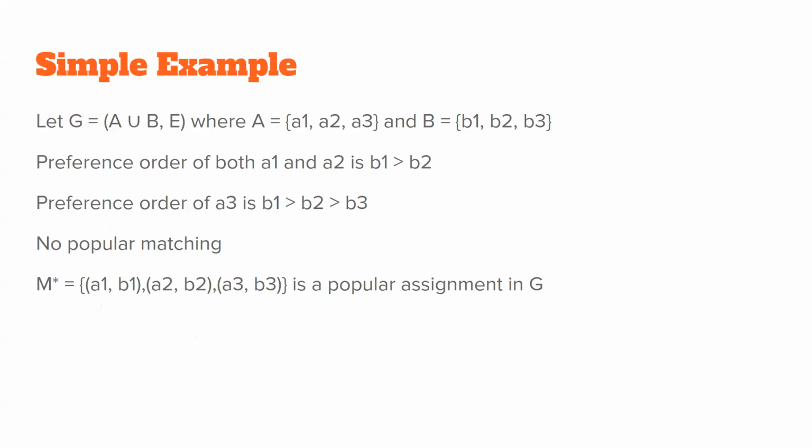So for a simple example that does not admit any popular matching, but admits a popular assignment, suppose we have our graph where A is A1, A2, A3, and B is B1, B2, B3. Their preference orders are that A1 and A2 prefer B1 over B2, and the preference order of A3 is B1 over B2 over B3. So we can see from the characterization of popular matching that a popular matching M has to match each of A1, A2 and A3 to either B1 or B2. And since you cannot match 3 agents to 2 objects, it's just not possible, and this instance does not have a popular matching. However, we can see that M star is a popular assignment in G, as each of them can be assigned.